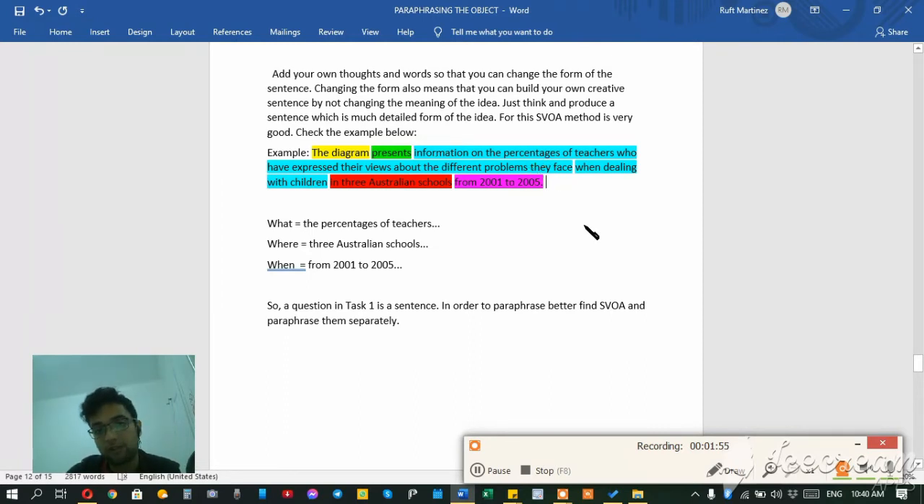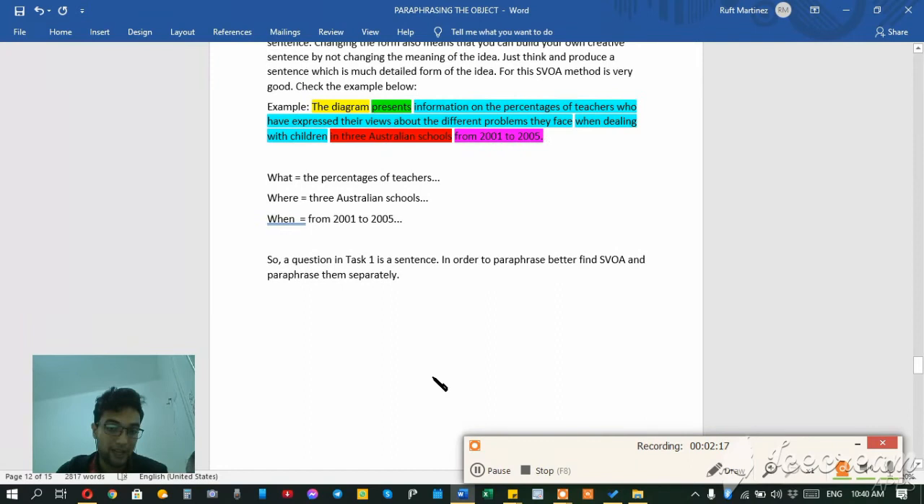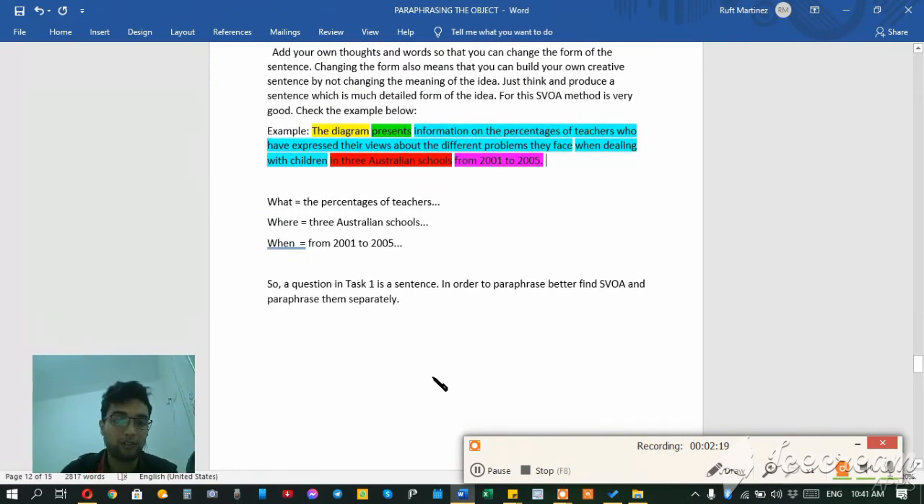Here we have another relative clause. When dealing with the children. Where? 3 Australian schools. When? From 2001 and 2005. As you can see, the biggest portion of the question is the object, right? So as you can see, for the object we have the question what presents what. Then here down below, we will learn how to answer, like what comes after the verb, and as an answer to the question what. So presents information on the percentages of teachers who have expressed their views about the different problems they face when dealing with children.